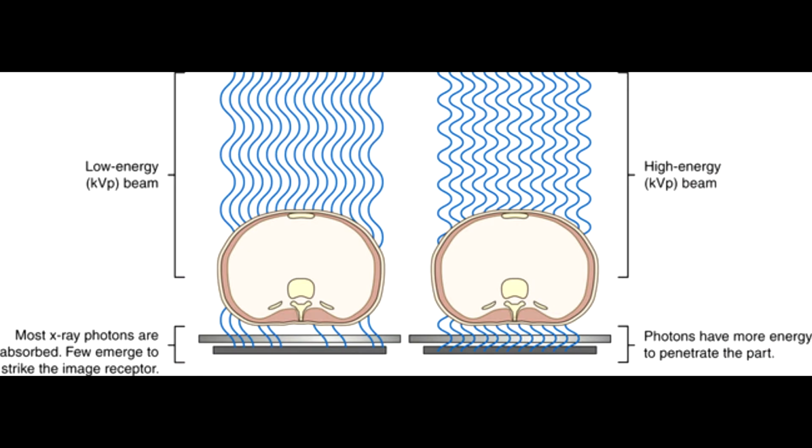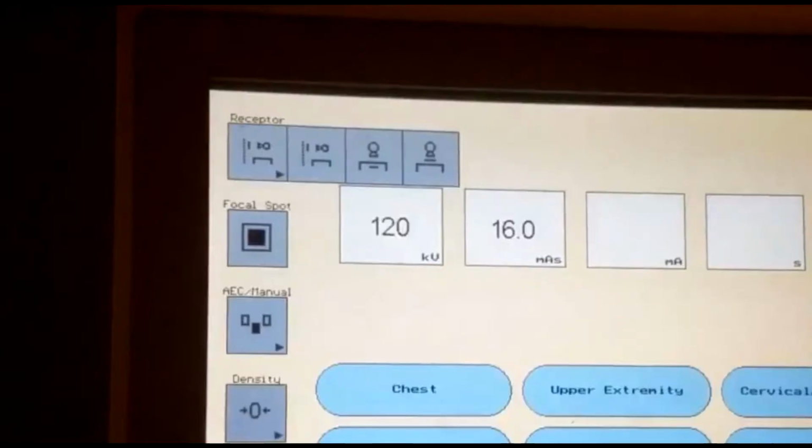Next we have kVp. This stands for kilovoltage peak. This is oftentimes referred to as your penetrating power. Sometimes it's also called your quality. And essentially what kVp is, is how fast or hard the photons are shot out of the tube when taking an exposure. This is the actual punch of the exposure.